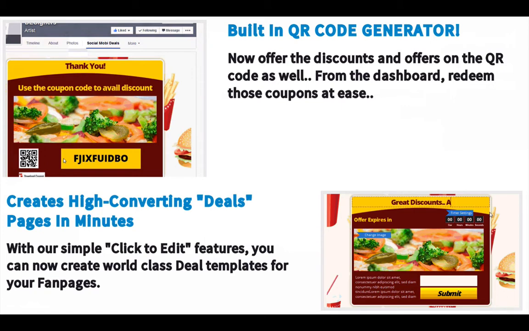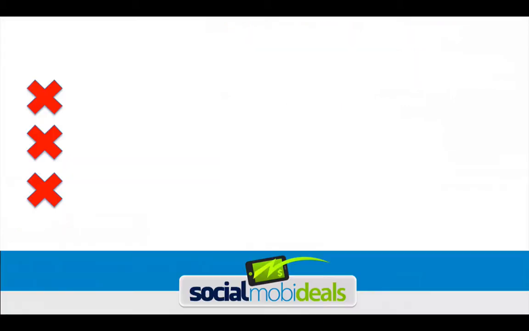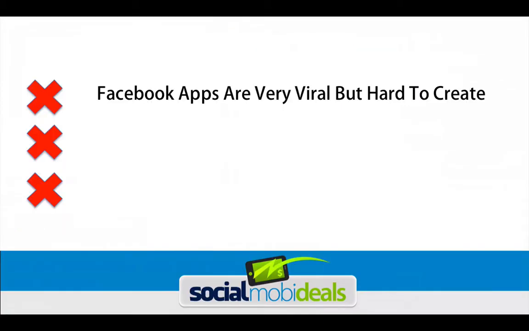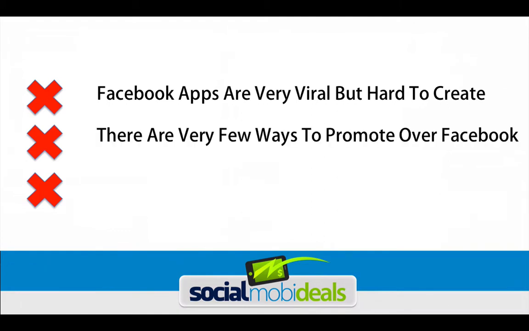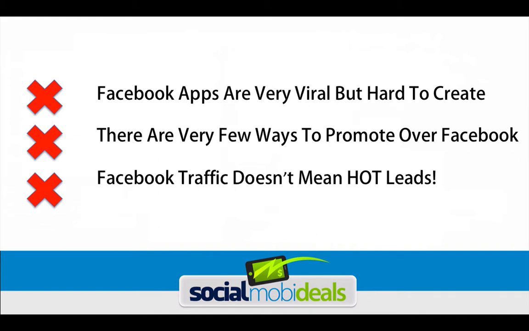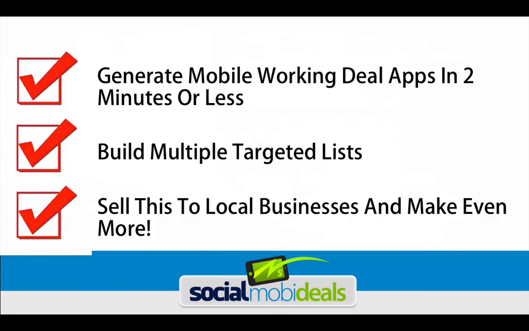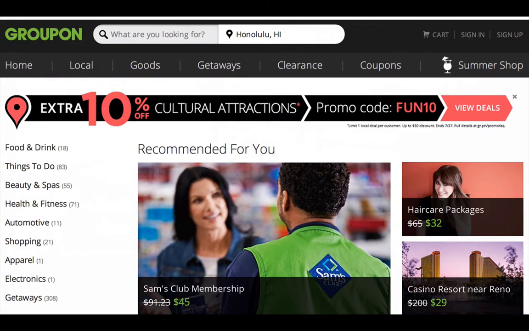Before we get into how this will make you money, let's look at why the software is important to you. Facebook apps are very viral but hard to create. There are very few ways to promote over Facebook, and Facebook traffic doesn't mean anything if you can't generate the leads. Well, this software enables you to generate mobile working deal apps in 2 minutes or less. It can help you build multiple targeted lists and sell this to local businesses and make even more money. Here's a quick way to make money with the software.